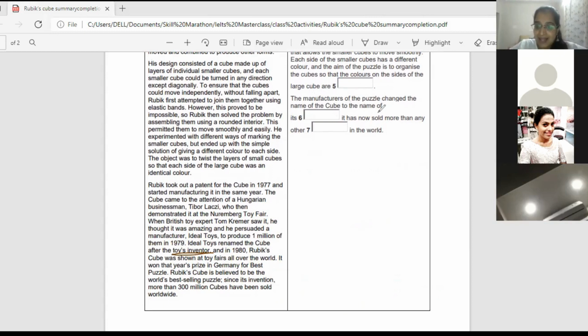Okay, it has now sold more than any other dash in the world. It's here, in the last line. Rubik's Cube is believed to be the world's best-selling puzzle. Since its invention, more than 300 million cubes have been sold worldwide. It's not cubes, it's not anything else. The answer is, it has now sold more than any other puzzle because it clearly says it's the best-selling puzzle. And they've given you the number of cubes that have been sold.